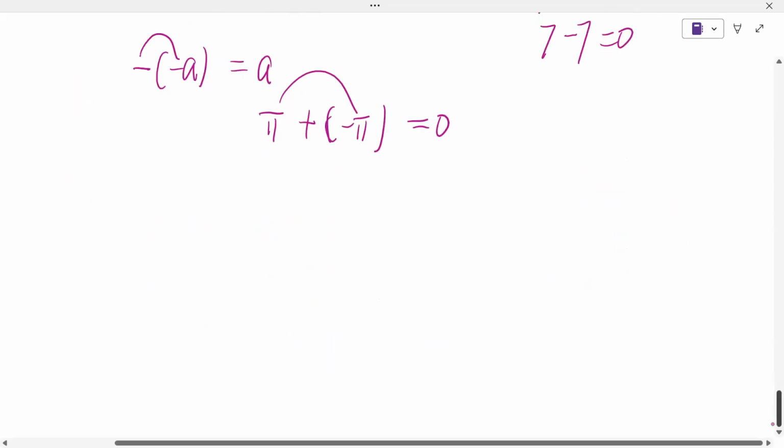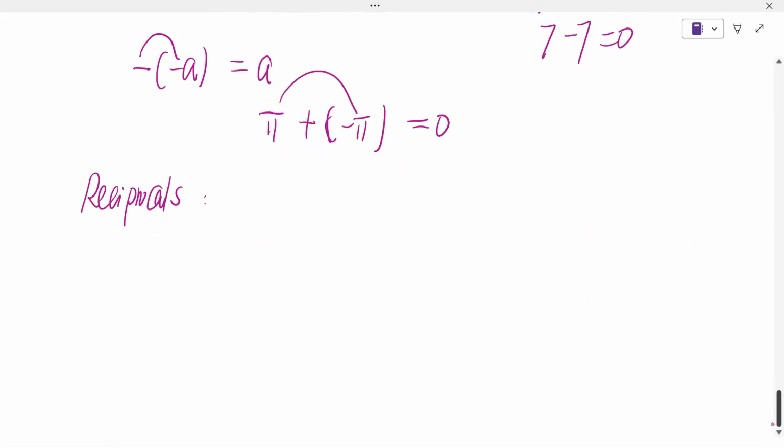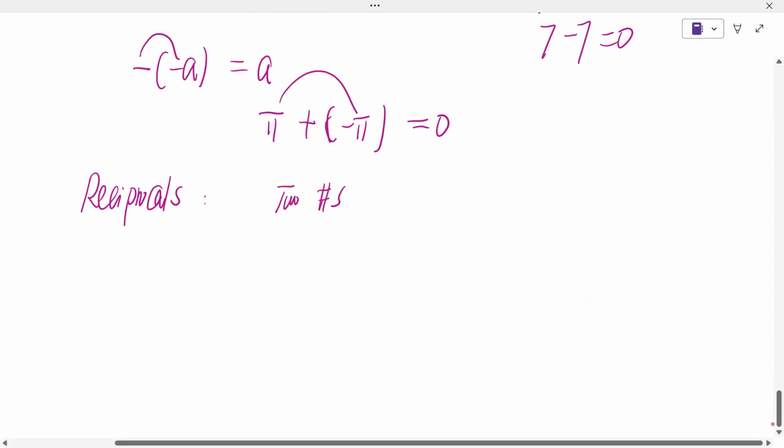We also have a very important term called reciprocals. We use this a lot in algebra. So for example, the definition of the reciprocal is: two numbers whose product is 1 are called reciprocals. Product 1.